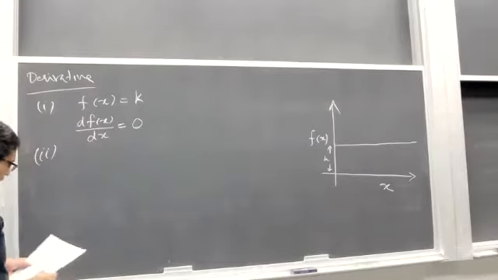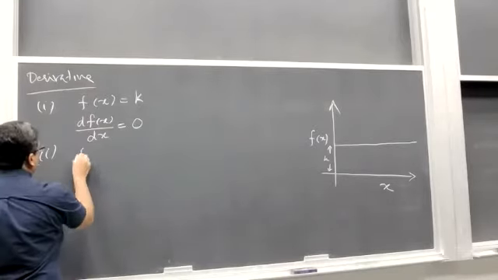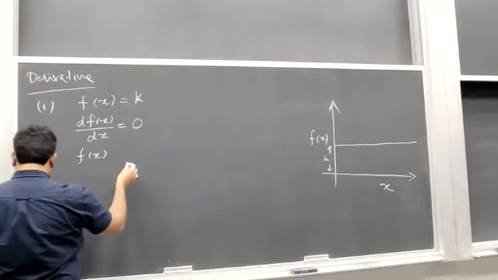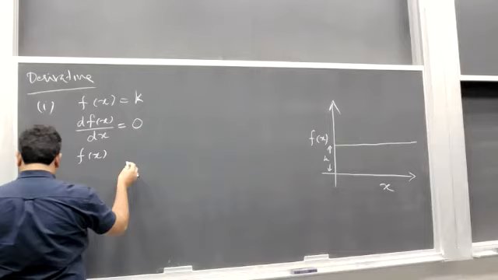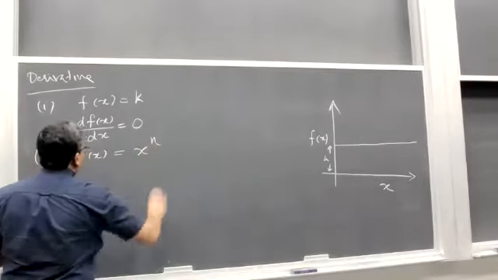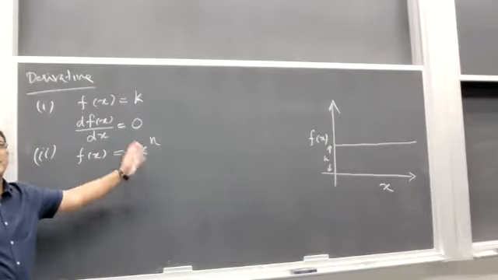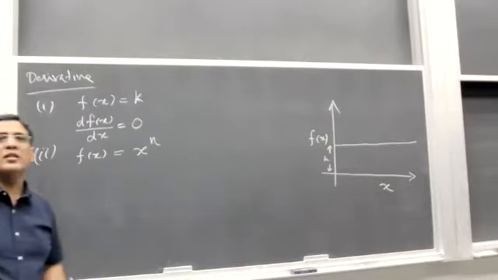One of the first rules. There is another rule. Let's say you have a function which is defined as f of x equals x to the power n, where n is any power.